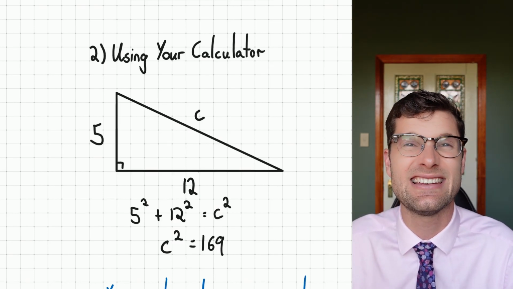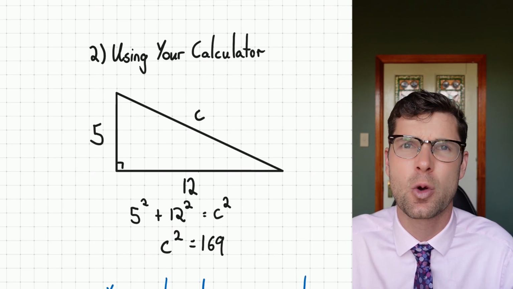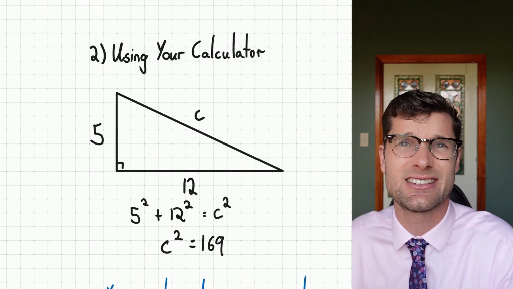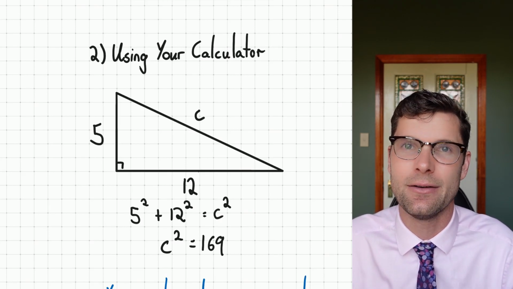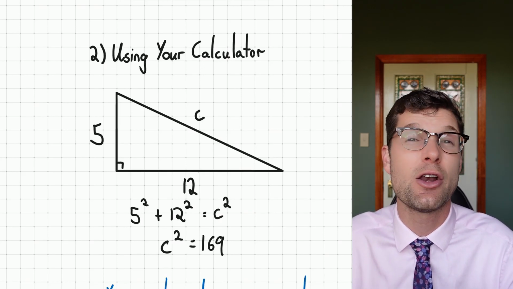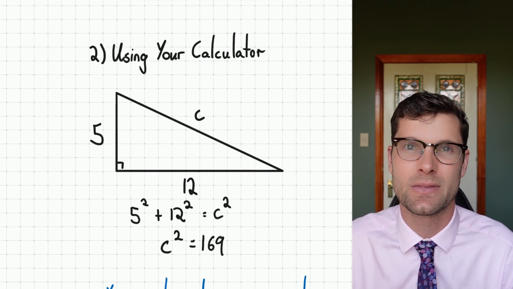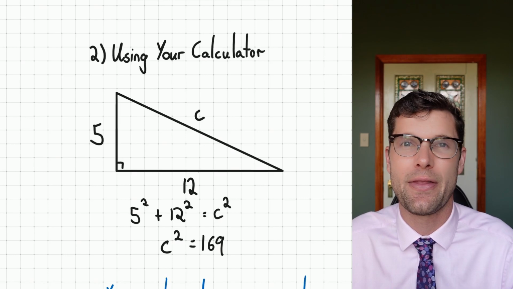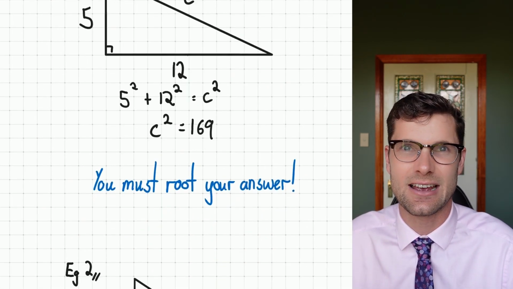What's really important is that you look just to make sure that these numbers make sense. 5 and 12 are both pretty low numbers, and 169 is massive. So that means it probably isn't fitting into our pattern. What you have to remember is we're not trying to find c squared. We're trying to find c by itself. So something that's really important with Pythagoras' theorem is that you always root your answer.